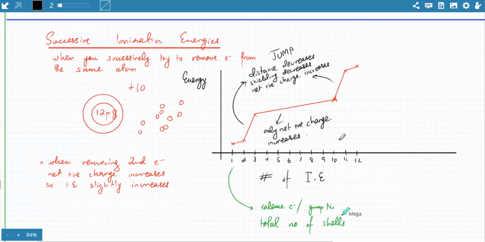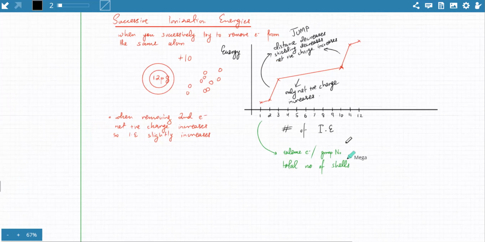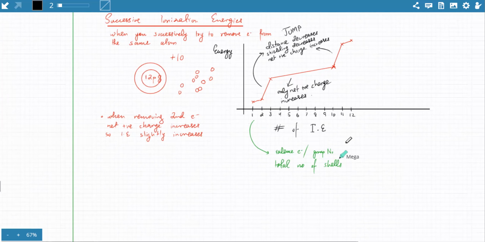Okay, so is this clear? There's a small assignment. What you need to do is sketch the successive ionization energies of aluminium. Also try chlorine, lithium, and oxygen. You can pretty much get the idea of the sketch. Please try and send me the answers.